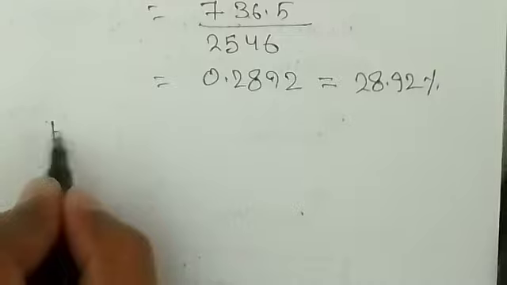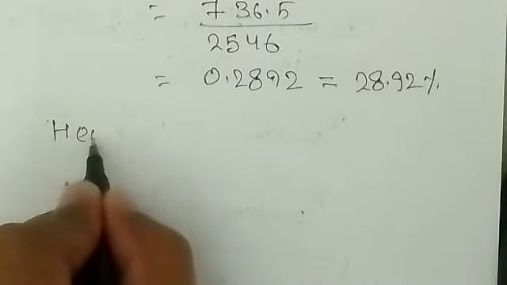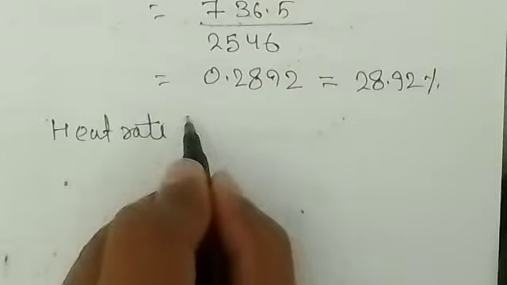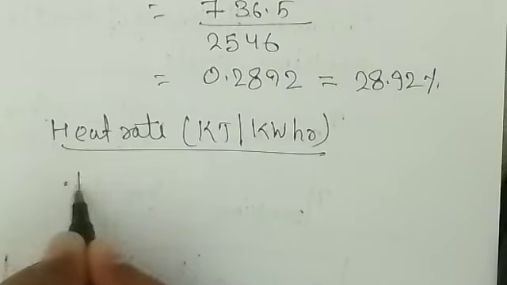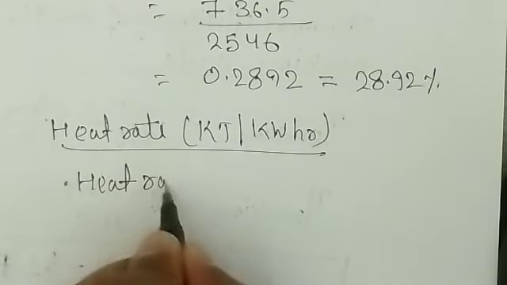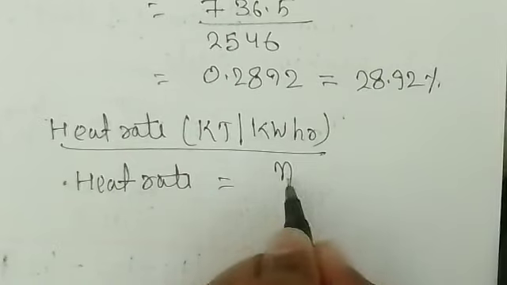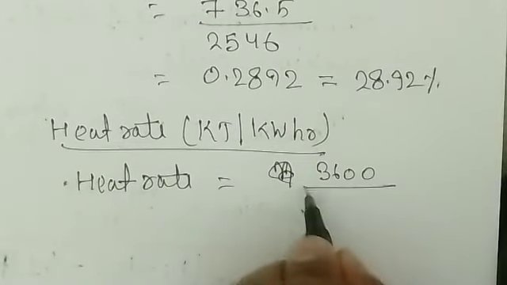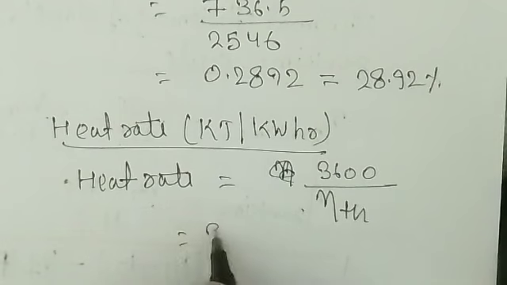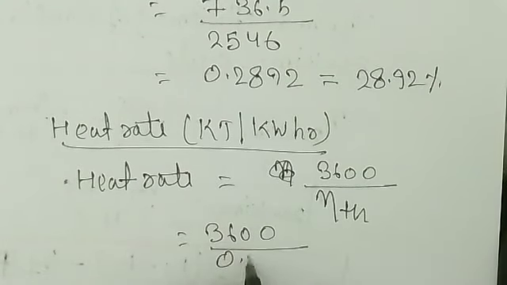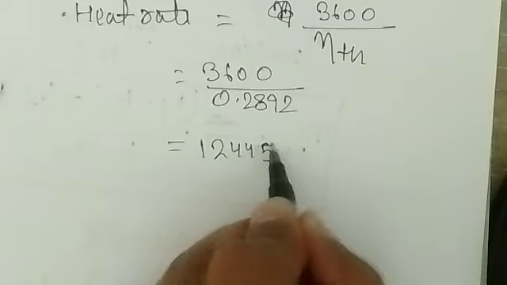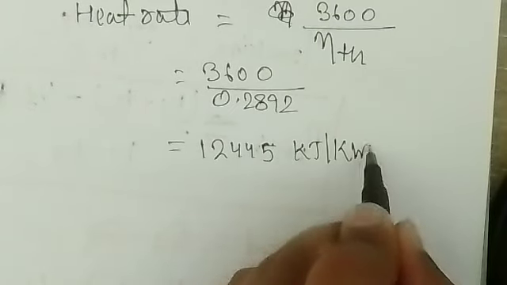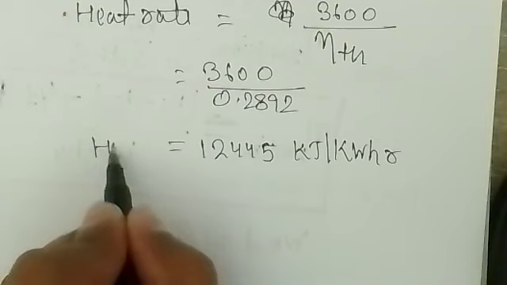Then the heat rate. The heat rate in kilojoule per kilowatt hour you have to calculate. So the heat rate is equal to 3600 by thermal efficiency. So it is 3600 by 0.2892. So the heat rate we got is 12445 kilojoule per kilowatt hour. So this is the heat rate.